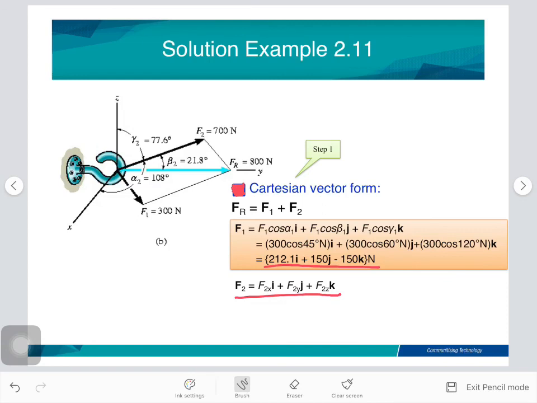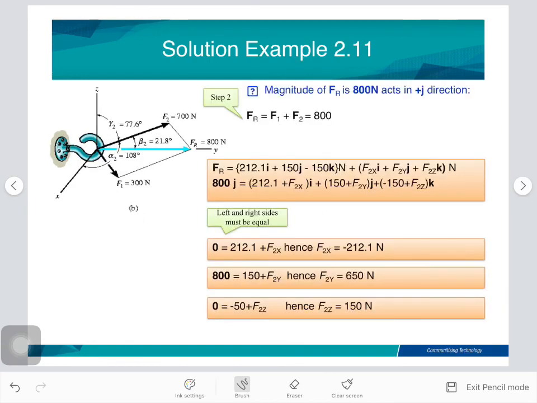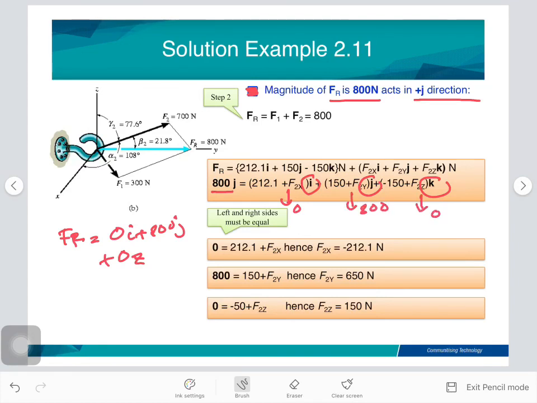Alright, next. We understand that FR is 800 Newton and acts in the positive j direction. After you group into component i, component j and component k, you can equate, because the resultant has only 800 j. That means the resultant is equal to 0 i plus 800 j plus 0 k. So the i component is equal to 0, j is equal to 800, and k is also 0.